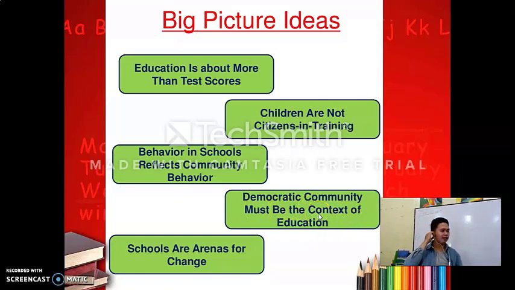Okay, and then also, a democratic community must be the context of education. Of course, democracy talks about freedom. So it must be the context inside education. Education must be democratic. When you say democratic, there is freedom of doing tasks and learning different things. That must be the essence of education. Schools are arenas for change. It's self-explanatory that in school you learn, and that learning is your way to change. Okay?